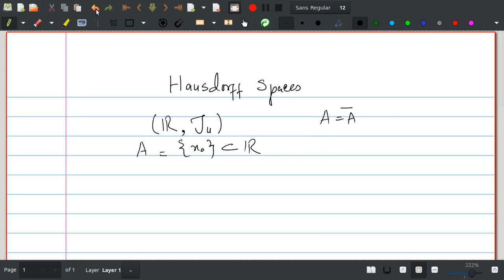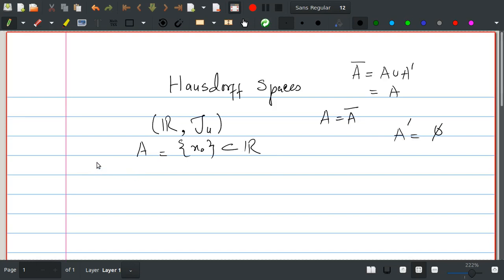Now, why is this true? Because if we prove the derived set A' is empty, then the closure of A, which is A union A', will be equal to A union the empty set, which is A. So that means every singleton set in R has an empty derived set. Now, why is this true?